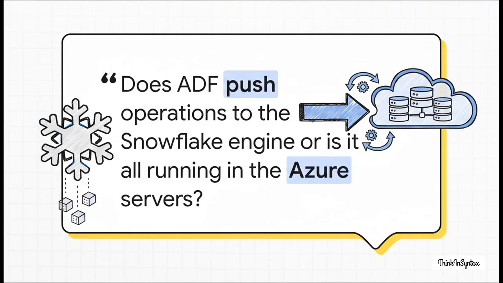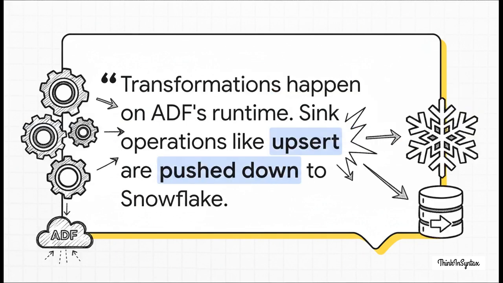And this question from a user named Nars on the Microsoft forums just nails it. Is ADF pulling tons of data out of Snowflake, doing all the work on Azure servers, and then shoving it all back in? Or is it smart enough to push down that work, telling Snowflake's powerful engine to do it instead?